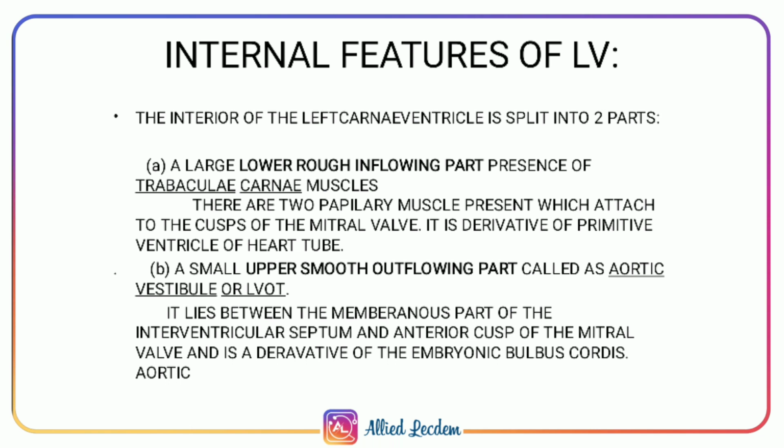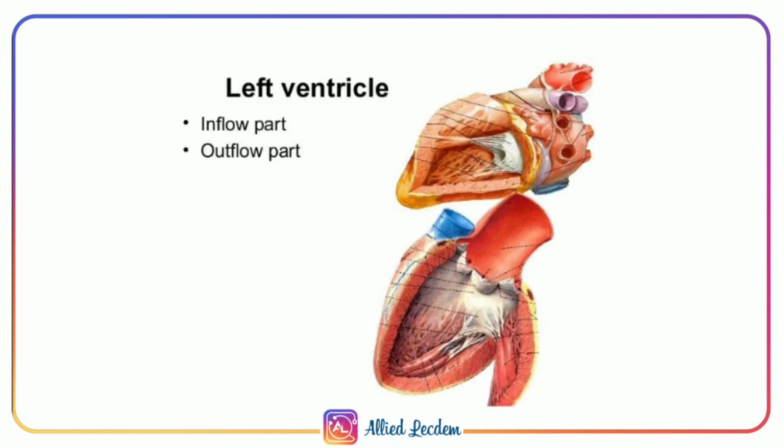The smooth outflowing part, also called aortic vestibule or LVOT, left ventricular outflow tract, lies between the membranous part of the interventricular septum and the anterior cusp of the mitral valve. It is a derivative of the embryonic bulbus cordis. The first picture shows the inflowing part of the left ventricle with trabeculae carneae. The outflow part is smooth and lacks trabeculae carneae.